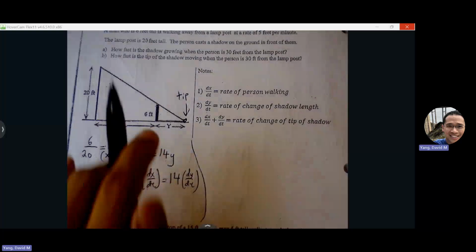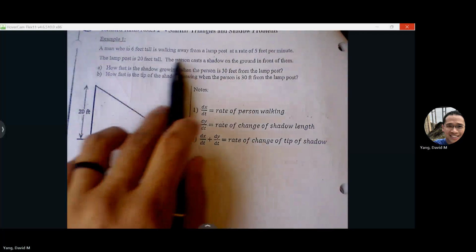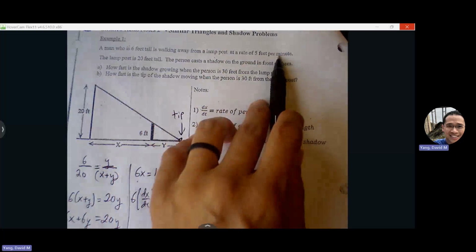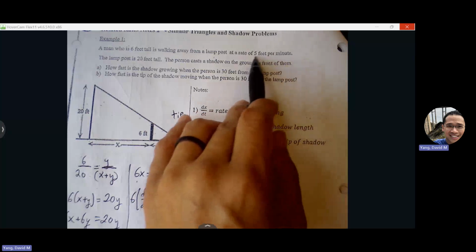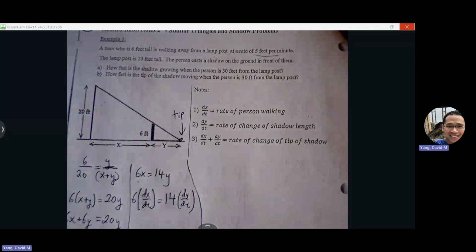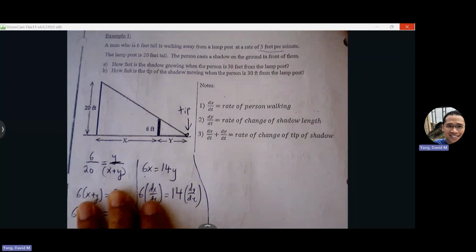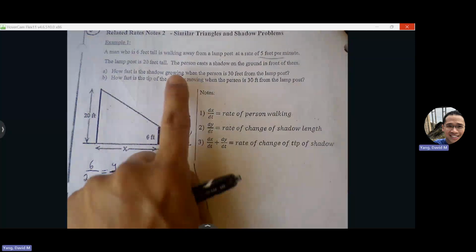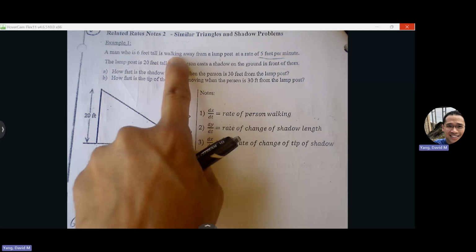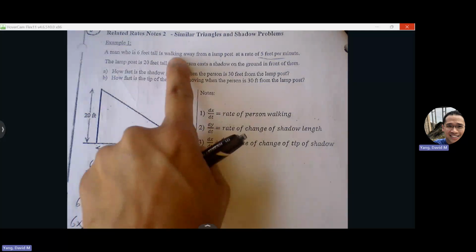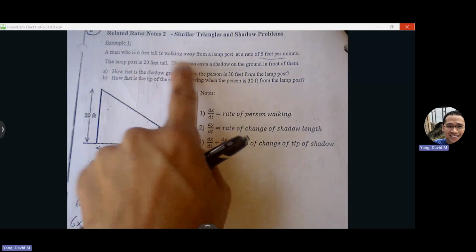So the problem says the person is walking away from the lamppost at a rate of 5 feet per minute. So what do you think we can assign that to? dx/dt. Positive or negative? Negative. It's actually positive. Why is it positive? Away from. Yeah.